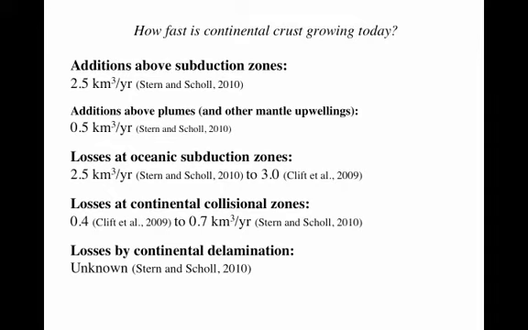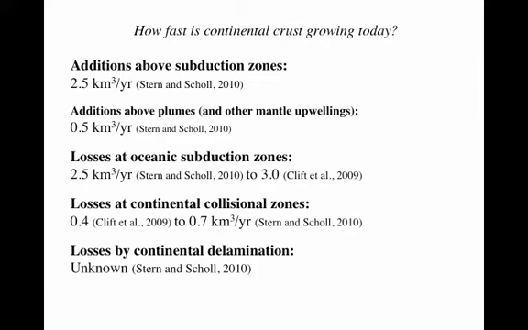If we consider how fast continental crust is growing, we have to have a mass balance between the crust that is being recycled into the mantle at subduction zones and the crust that is being generated by volcanism, magmatism at arcs and at mantle plumes and at mid-ocean ridges. And it has to balance.